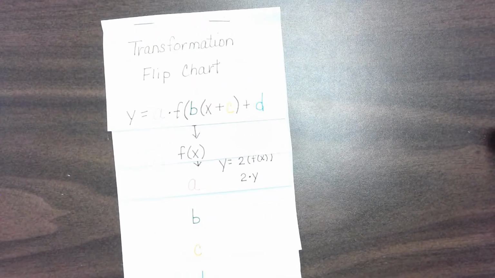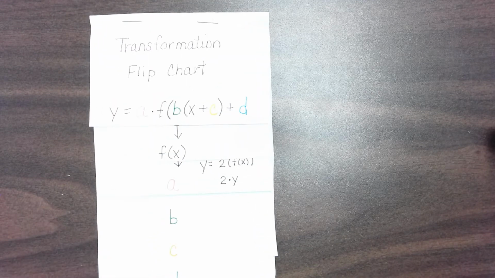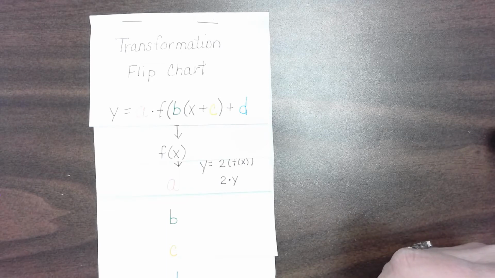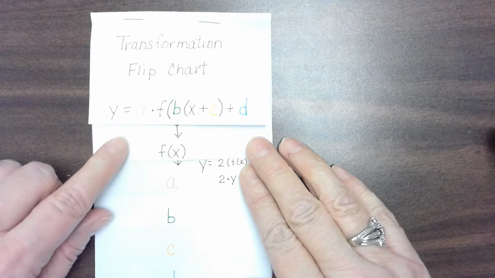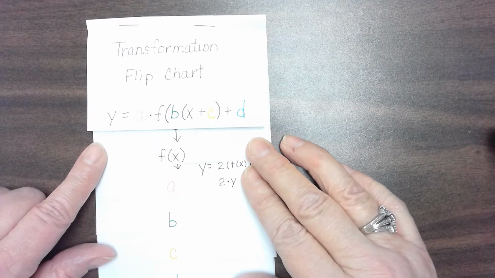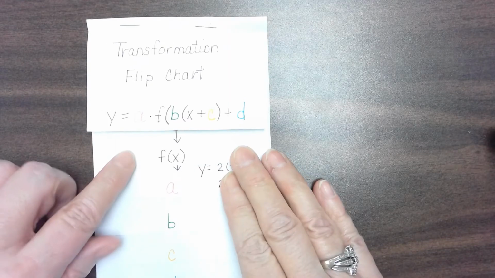I have mine ready, so we're going to go ahead and get going with this. I've got everything color coded, so before you get going, you may want to stop and get color coded pens. I've used black, pink, green, orange, and blue. The first thing, we're just going to put a title page on it: transformation flip chart, y equals a times f of b of x plus c, quantity plus d. We're going to look at what A controls, what B controls, what C controls, what D controls, and tie up all of our transformations.